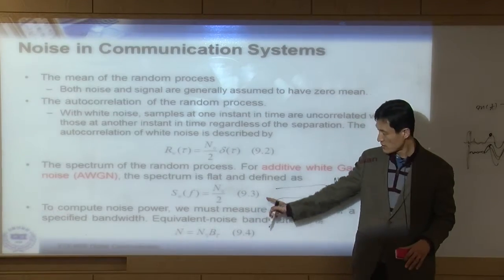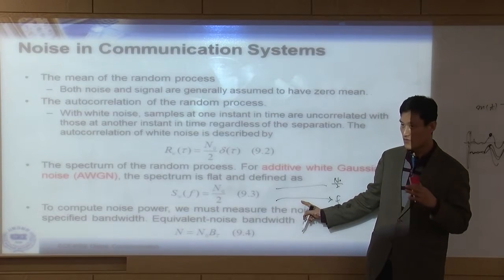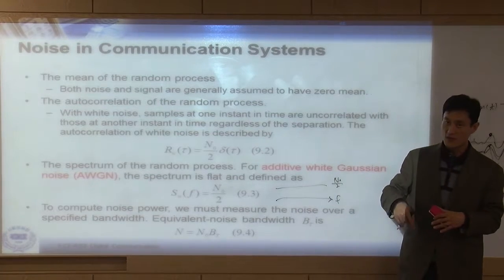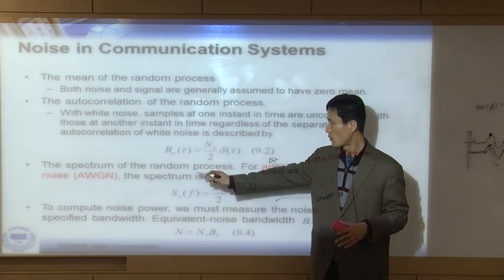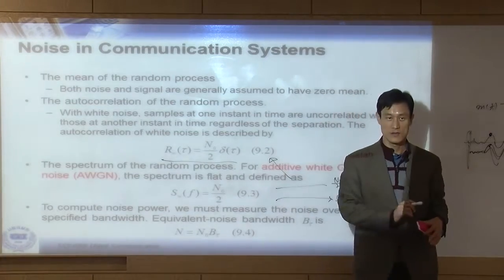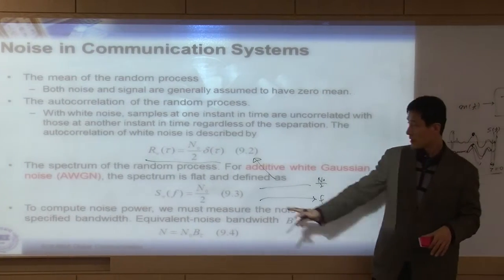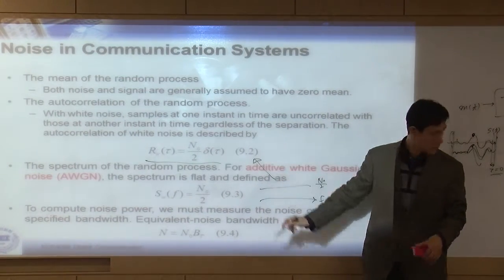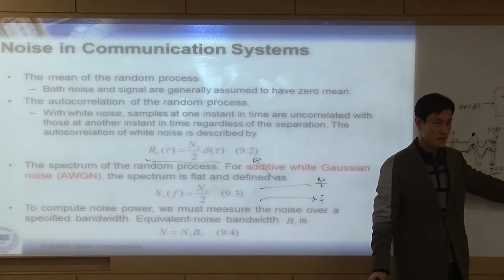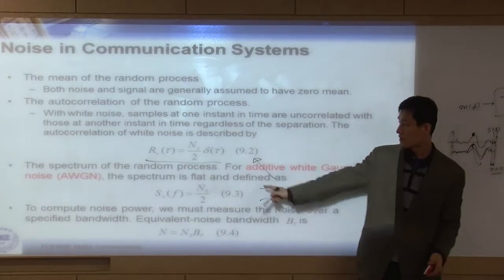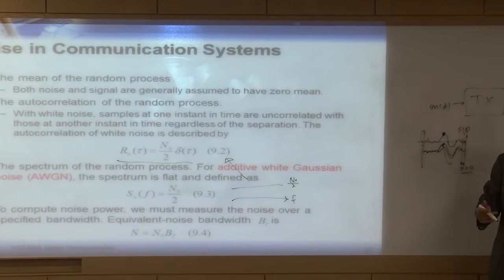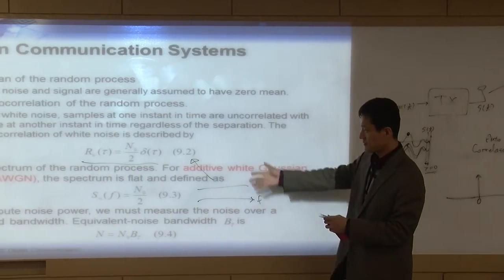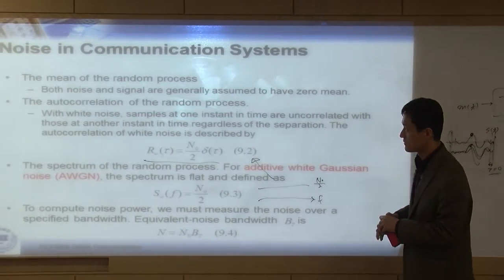When you have this kind of power spectral density in frequency, now let's take an inverse Fourier transform. You're going to get the autocorrelation function in the time domain. This one is a delta function, right? So that's the autocorrelation function. Simply, this is the equation. Okay, that's it for AWGN.